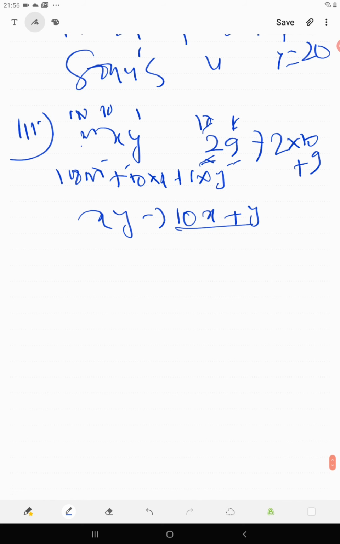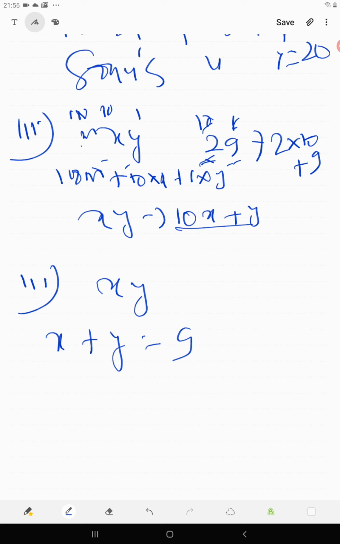Okay. So let's do the third problem. This is for your basic understanding. The sum of the digits of a 2-digit number is 9. So let the digits be x and y. What he is telling is the sum of the digits of a 2-digit number is 9. That means x plus y equals 9. What are the digits? x and y. So their sum is equal to 9.